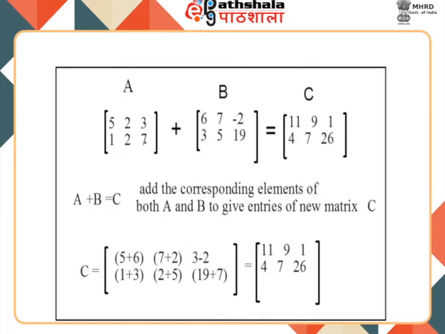Matrix addition. Two matrices A and B can be added only if they are of the same size, dimension. Addition is shown here: A and B give us C. Corresponding elements of A are added to the corresponding elements of B, that is 5 plus 6, 2 plus 7, 3 plus minus 2. These are added and we get the corresponding elements, given over here: 11, 9, 1 and so on. That is, it is a simple addition of corresponding elements.